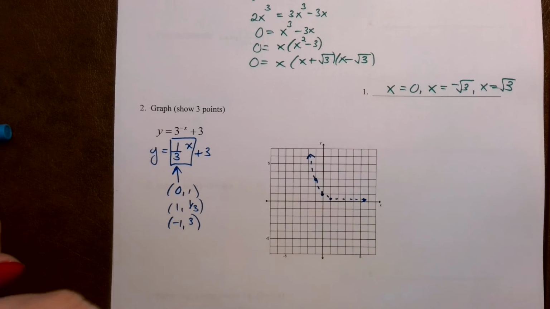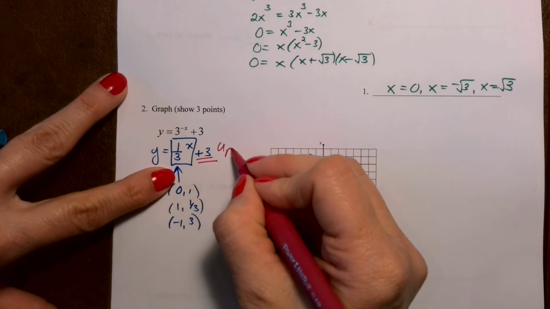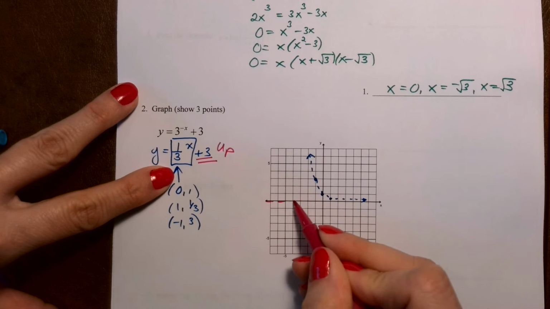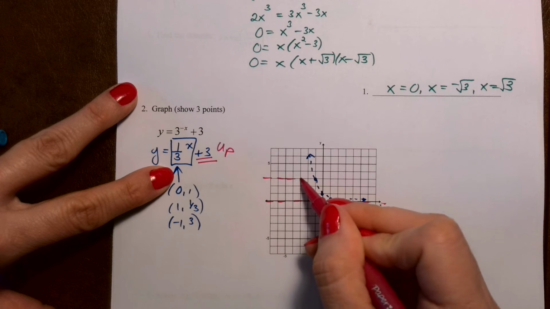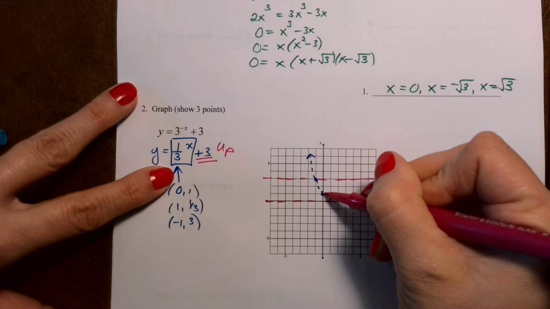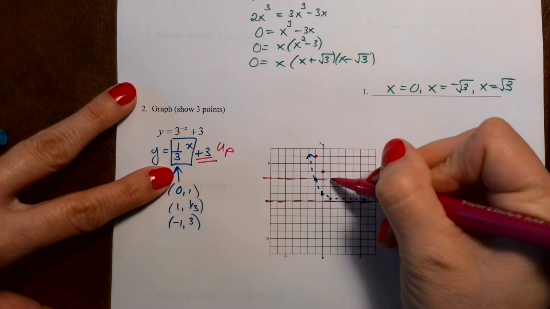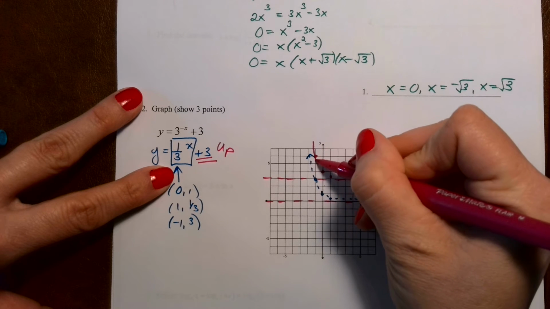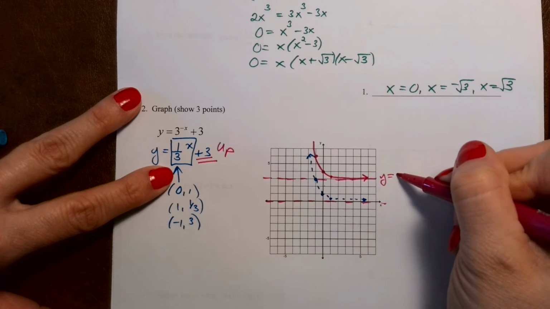But now I have to do the transformation. I have to shift everything up 3. So if I take a look at this asymptote, 1, 2, 3, here is the new asymptote, and all of these points, 1, 2, 3, and it's going to be asymptotic right here to the equation y equals 3.